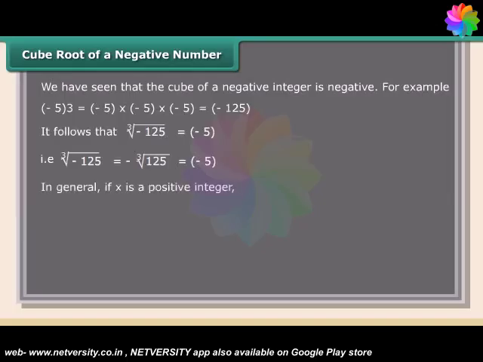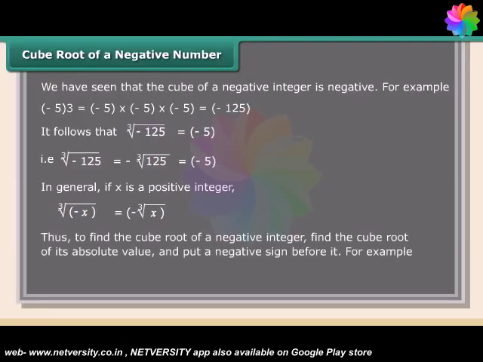In general, if x is a positive integer, the cube root of −x is equal to minus the cube root of x. Thus, to find the cube root of a negative integer, find the cube root of its absolute value and put a negative sign before it. For example, the cube root of −64 is equal to minus the cube root of 64, which equals −4.